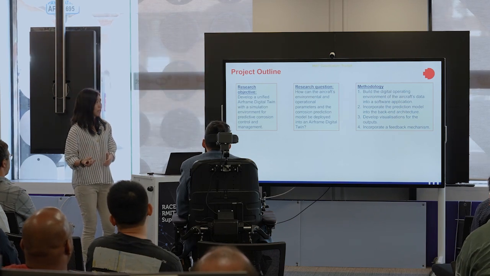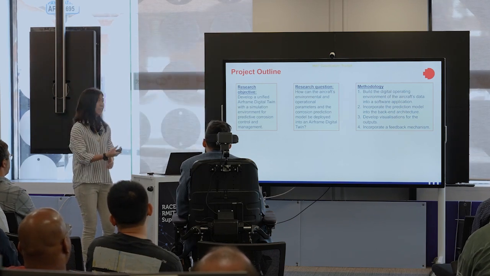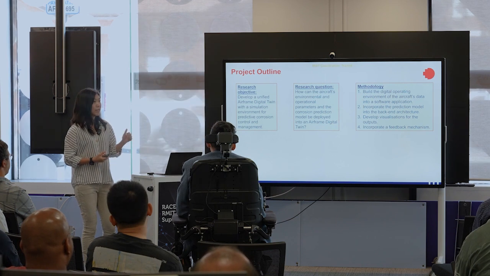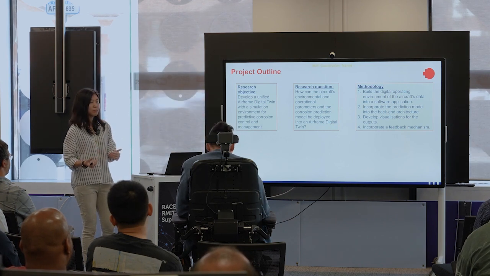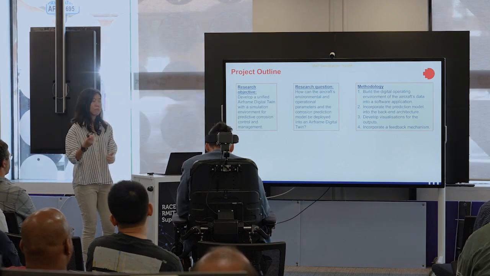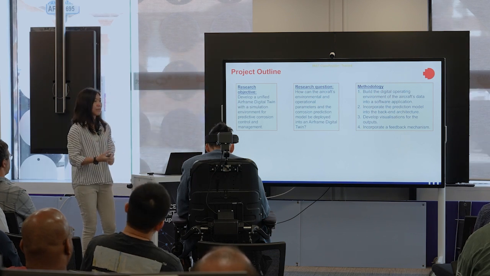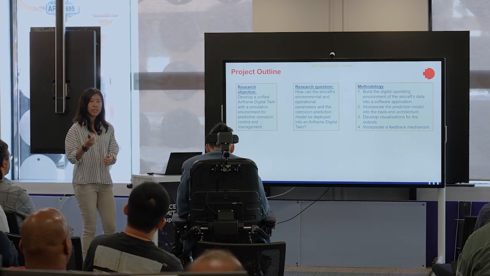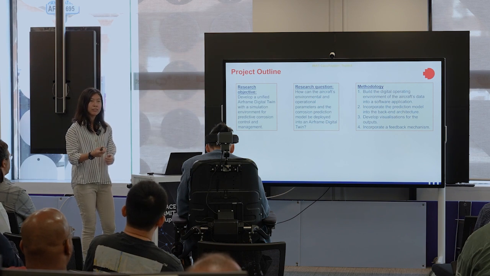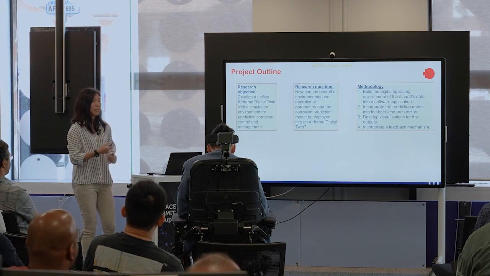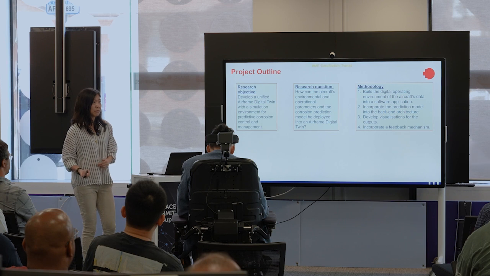All right, the approach that I'm taking is to first build a software application that can store this enormous amount of data, and then also incorporate the corrosion prediction model into the software's backend, then develop visualizations for this output, and finally incorporate a feedback system such that users can input inspection findings, and that would update the model and keep this as a living digital twin.